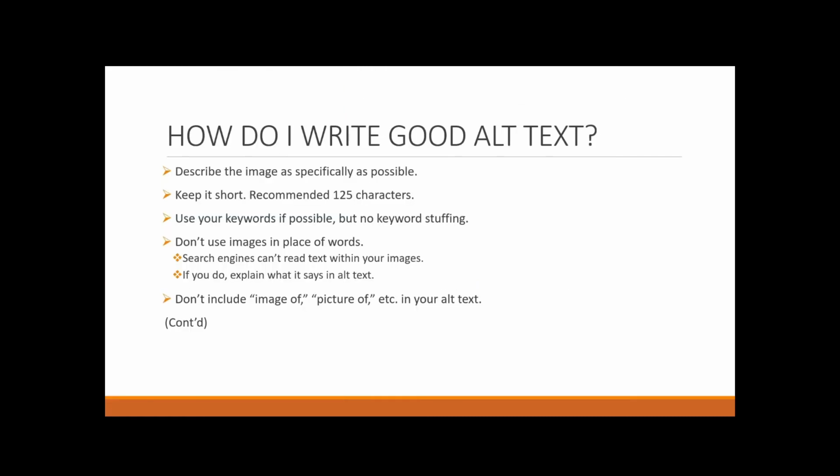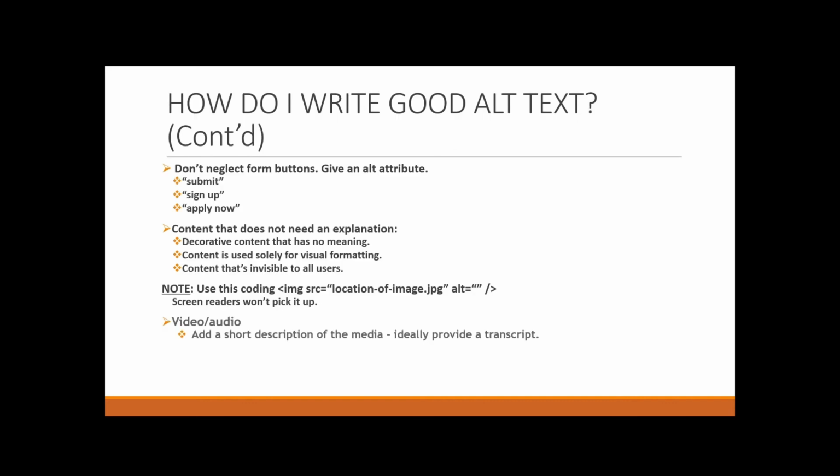So how do I write good alt text? Describe the image as specifically as possible. Keep it short. Recommendation is 125 characters. Use your keywords if possible, but no keyword stuffing. Don't use images in place of words. Search engines can't read text within your images. If you do, use alt text to explain what it says. Recommend you don't include image of, picture of, etc. Redundant.